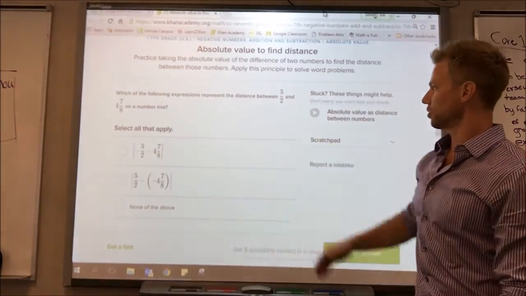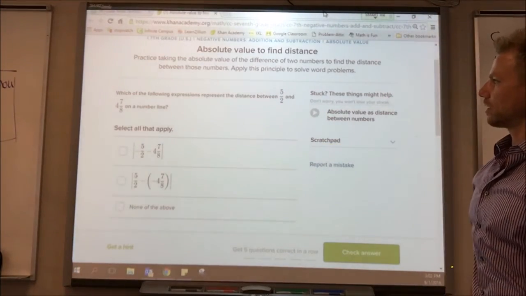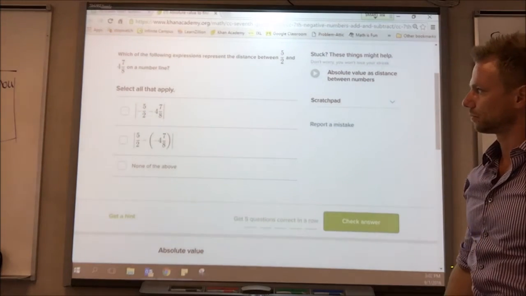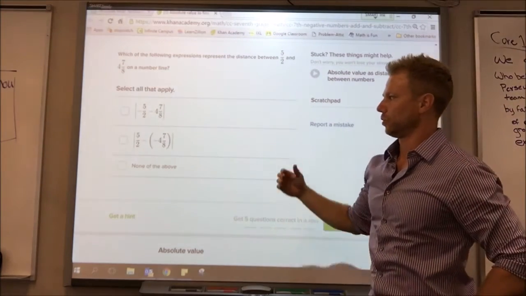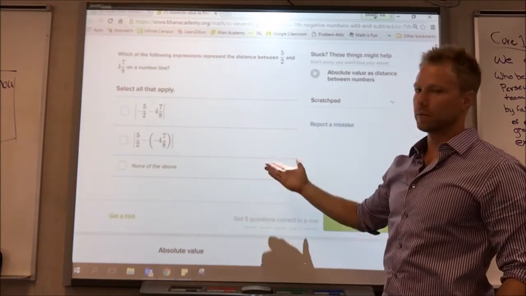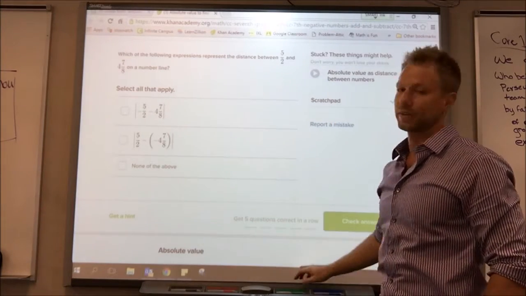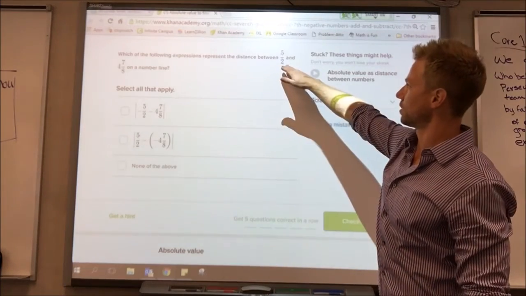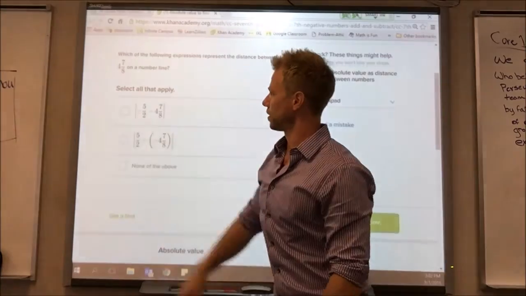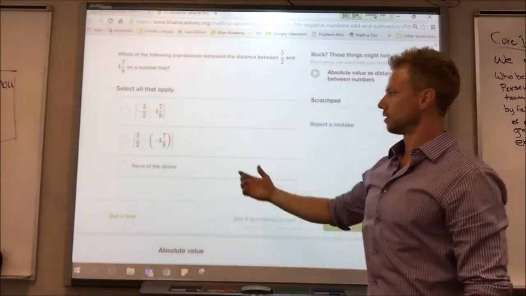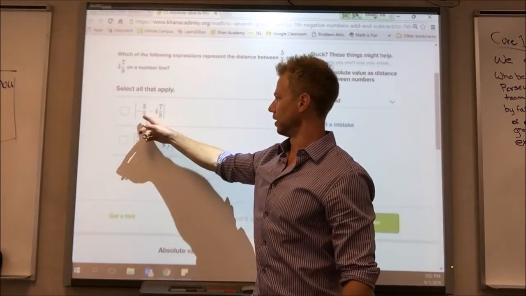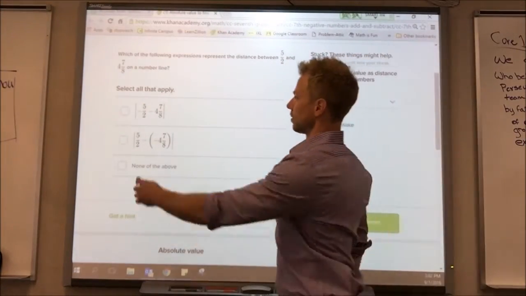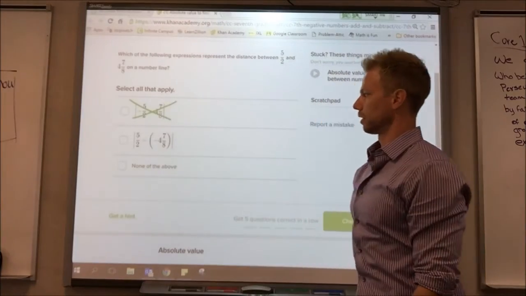Which of the following expressions represent the distance between 5/2 and 4 7/8 on a number line? Okay, again, when we're finding distance between two numbers, we always subtract them and keep the original signs. Okay, so this is a positive number and this is a positive number, so we're just going to subtract. When I look at the first option, it has a -5/2, which our 5/2 is not negative. So I already know that one doesn't work.